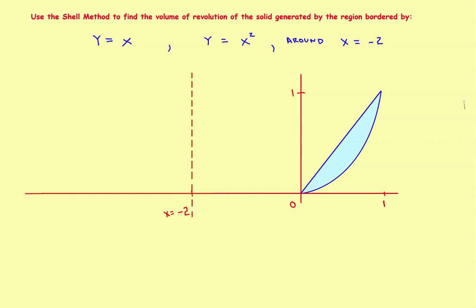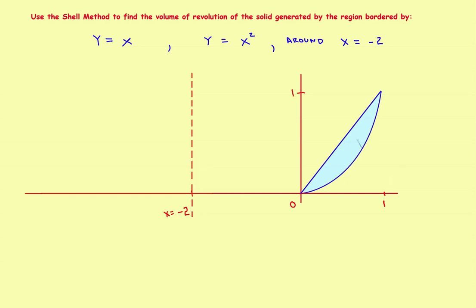Okay, for the first problem, suppose we had this. Find the volume of revolution of the solid generated by the region bordered by y is equal to x, that would be this straight line right here, and y is equal to x squared, that'll be this curved section of a parabola right here. And then finally, I want to rotate it around the vertical line x is equal to -2. So I'll put this dotted line right here.